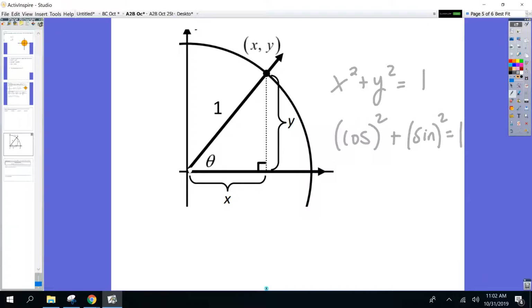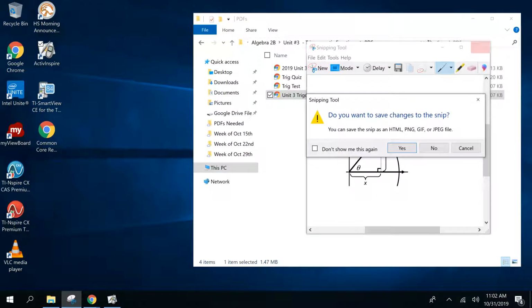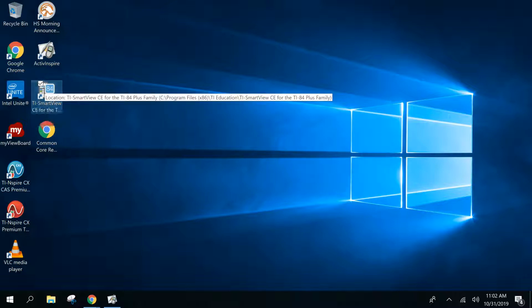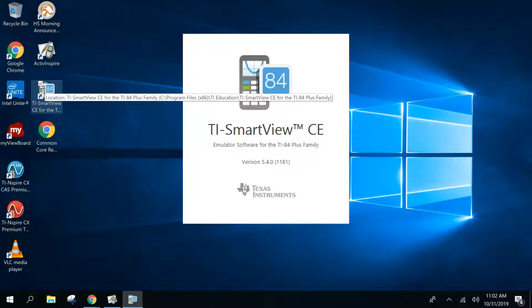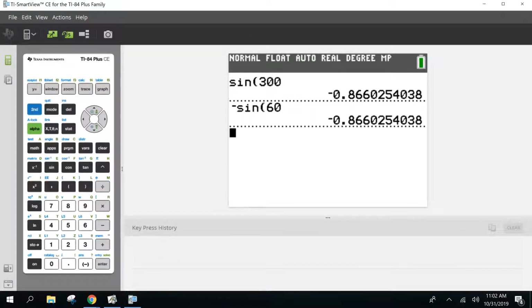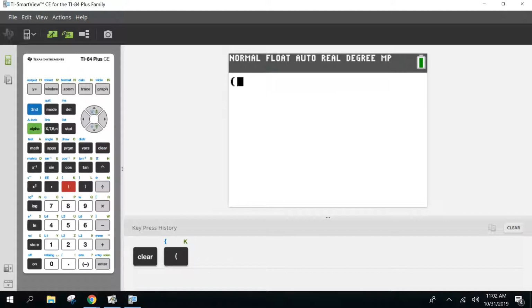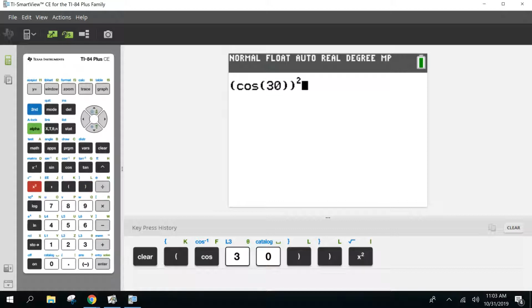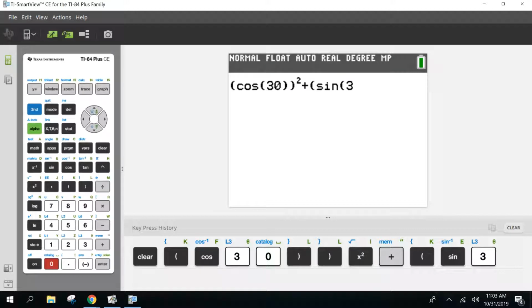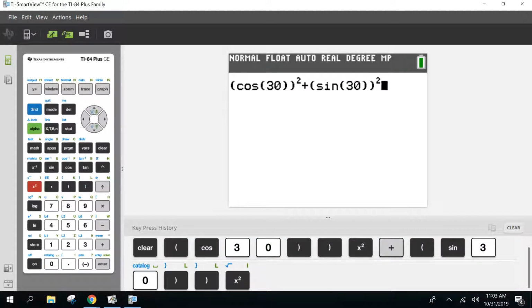Grab your calculators. Marissa, pick an acute angle for me, please. 30. Make sure you're in degree mode or this will not work. In parentheses, do cosine 30 and square it. Plus, now do sine 30 and square it. What are we all getting? 1. And that would have worked for any acute angle Marissa would have picked.